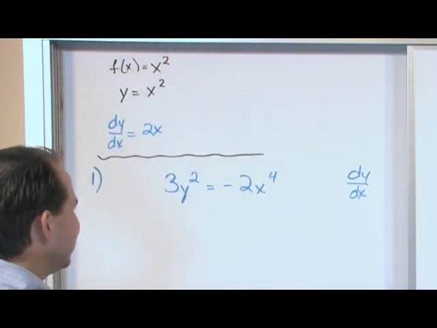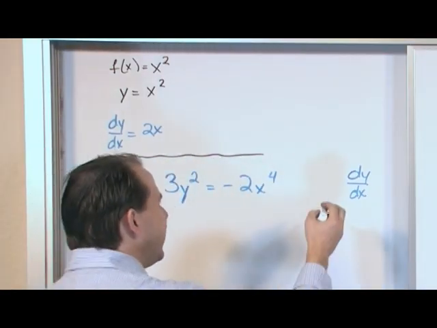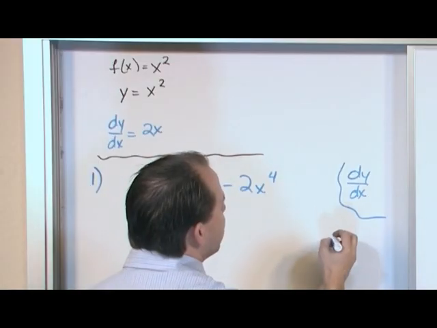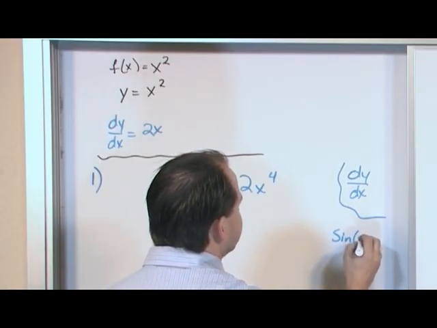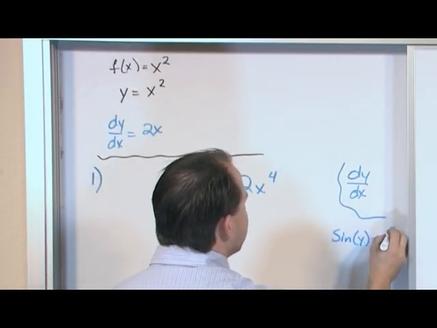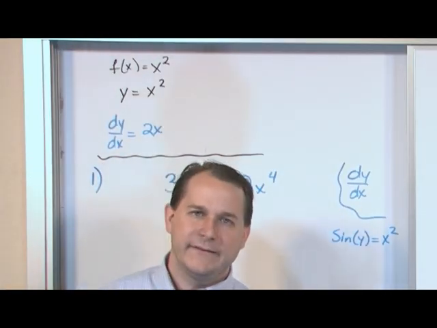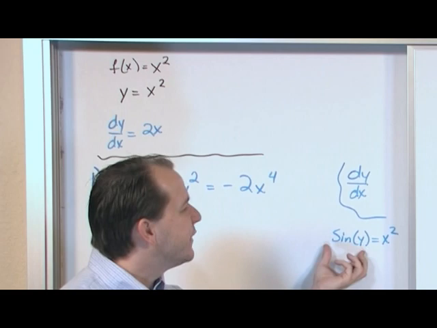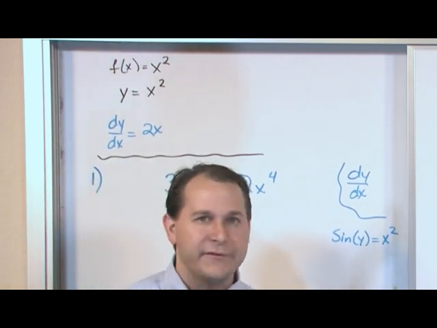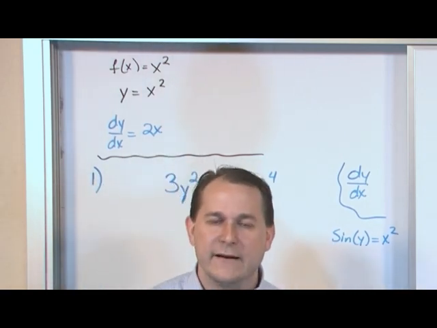But just as an aside, what if it wasn't quite so easy? What if it were sine of y is equal to x squared? How would you take the derivative of that one? You can't really solve for y there easily at all. I mean, you could take the inverse sine, but then how do you take the derivative of the inverse sine? You haven't even learned that yet.